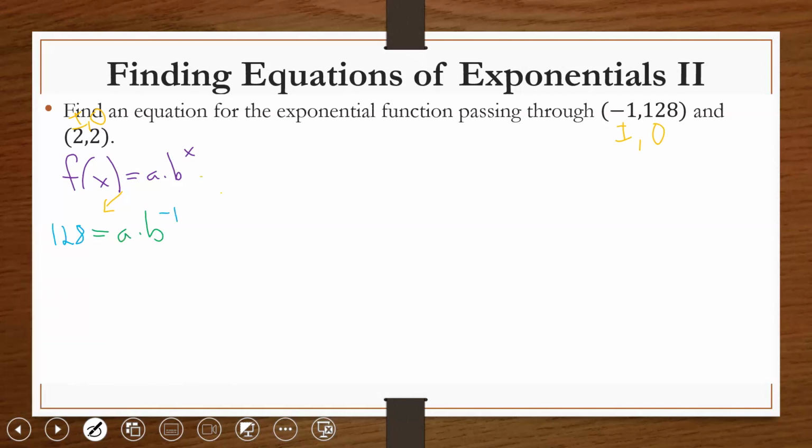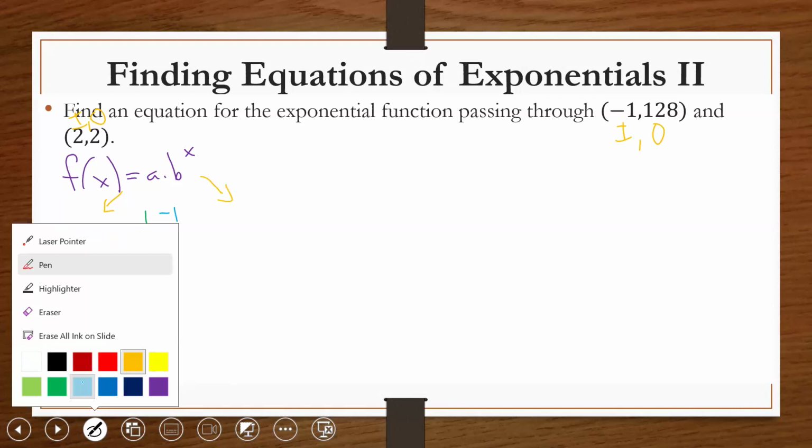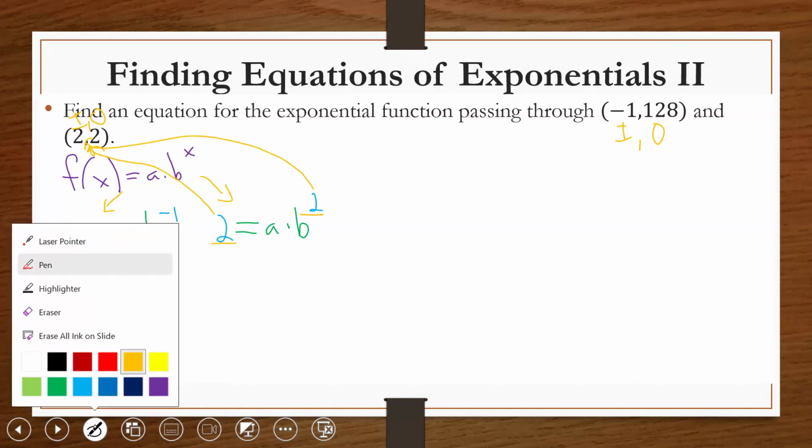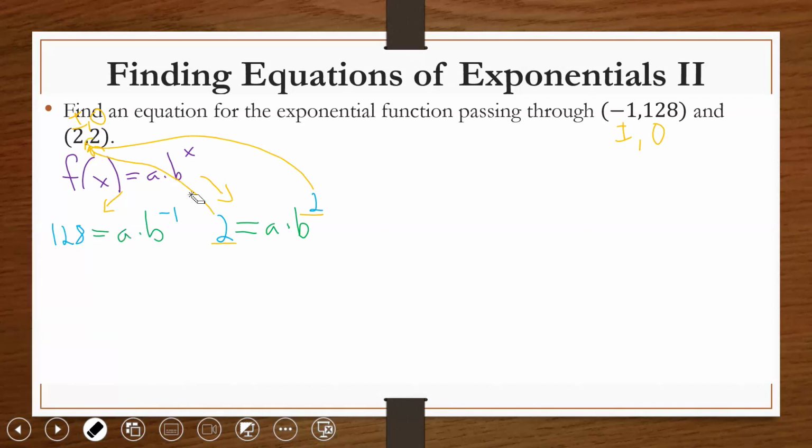And then using the other point, we will have 2, which is the output, equals A times B to the second power. Okay? And be very clear that this 2 here, this one's the output value, it's the second 2. This 2 here, that's the input value, that's the other 2. So I want to make sure we're paying attention to where each of those comes from.